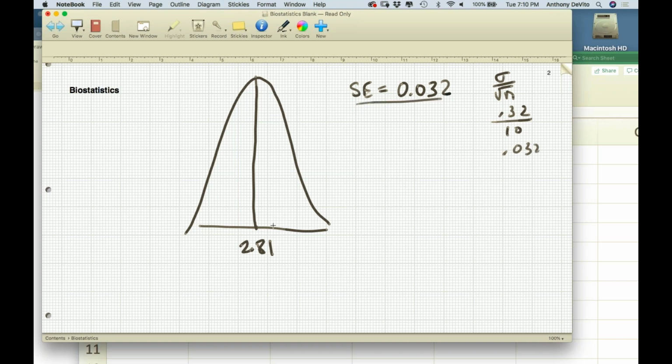Okay, so what's the probability that we would take a sample of size 100 and get an average for that sample above 3? Okay, let's see what the z-score is now. The z-score is going to be equal to 3.0 minus 2.81 over my new standard deviation, actually standard error, of 0.032. Let's see what we get now.